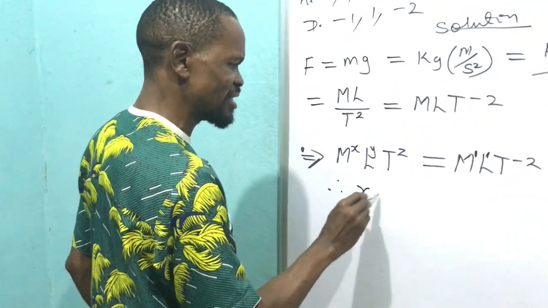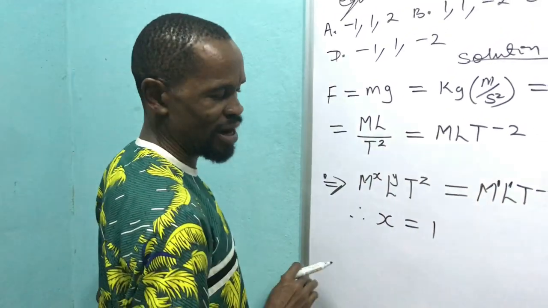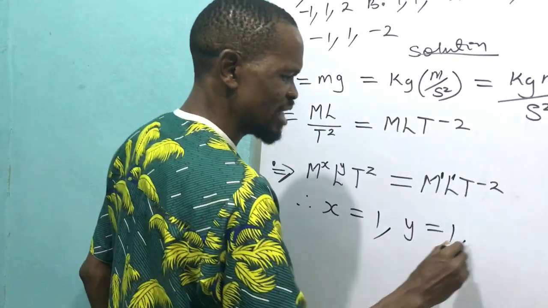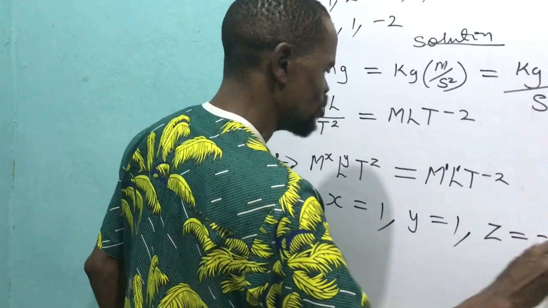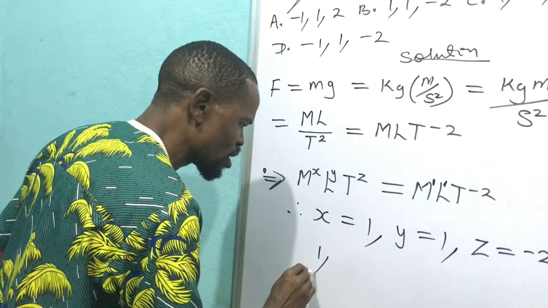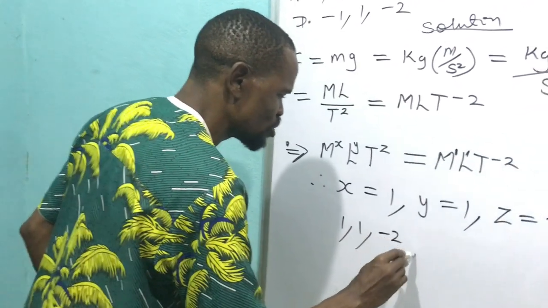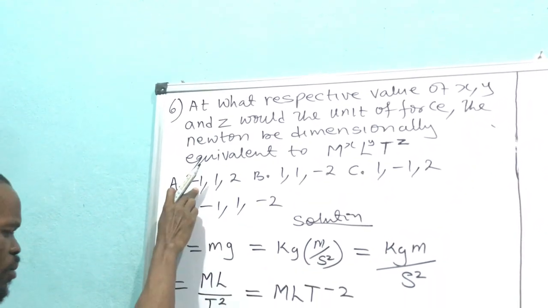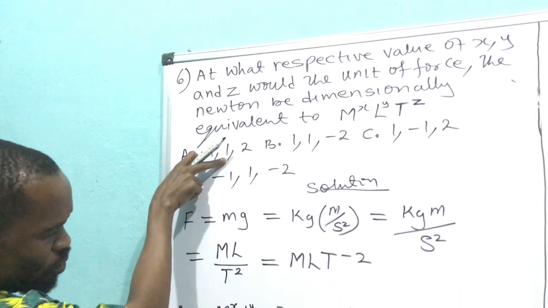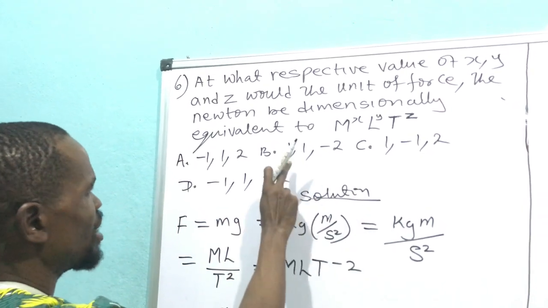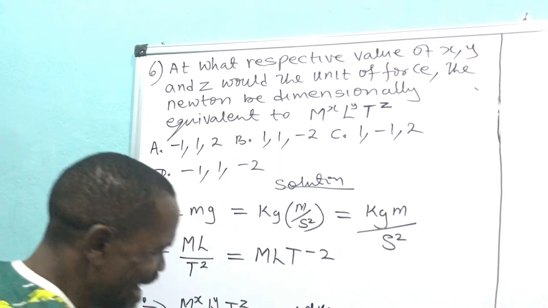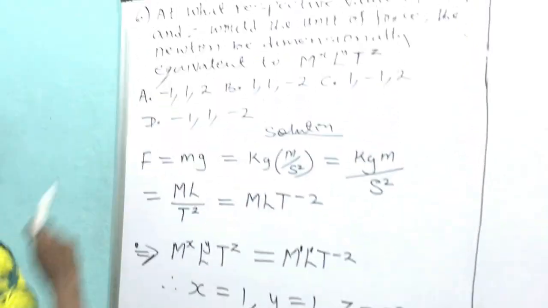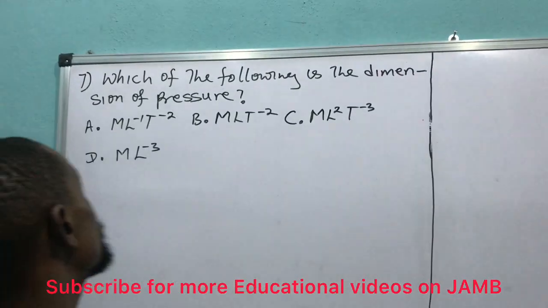Therefore, I can say that x is equal to 1. I'm equating the powers now. Then again, my y is equal to 1, and my z is equal to minus 2. My answer becomes 1, 1, and minus 2. Can we look at the options they give us now? Option A is 1, 1, 2. No. Option B is 1, 1, minus 2. That's my answer. My answer is option B. Looking at this, you see that our answer is option B. That's question number 7.